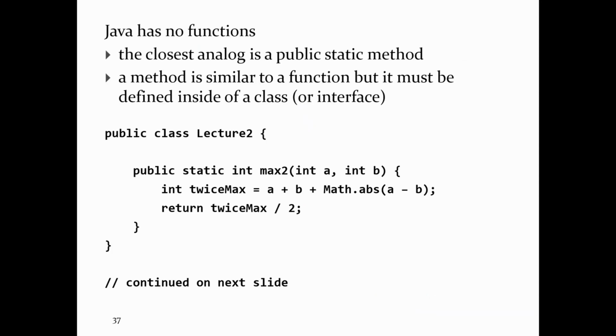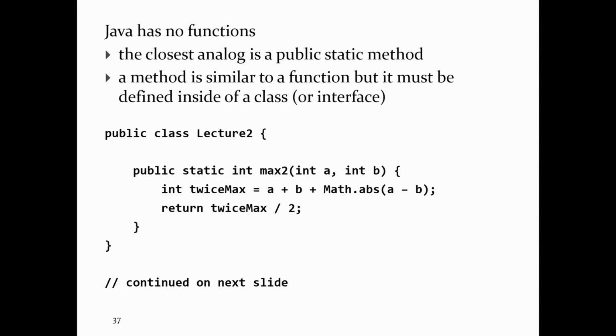All right, so how does this work in Java? Java has no functions, so I can't just write a standalone function in Java. The closest thing we have in Java to a function is something called a public static method. So what's a method? A method is just a function that lives inside of a class or something else. We'll talk about the something else later.